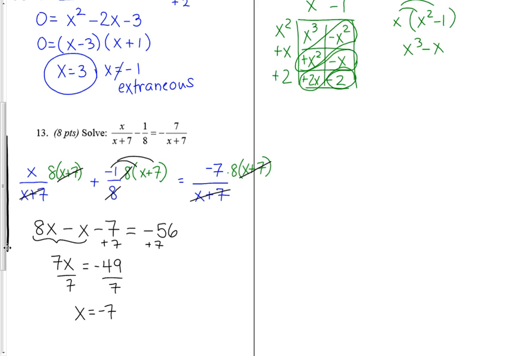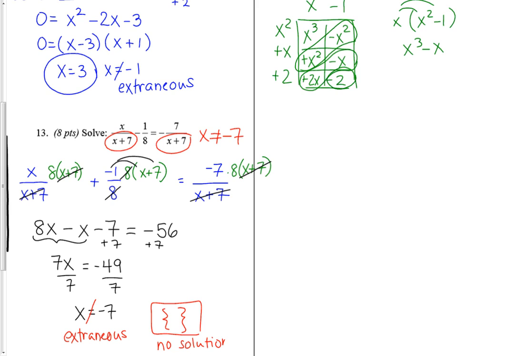So I'm thinking that sounds great, and then I realize, oh, I never went back in the first step and said, what do we have here that's a problem? X can't be negative 7 in this problem because that would create division by 0. So this does not work. It's extraneous. If the only solutions you have are extraneous, that means your problem has no solution. You can either write the empty curly brackets or you can write no solution. But you need to put something that indicates you understand there is no answer to this problem.